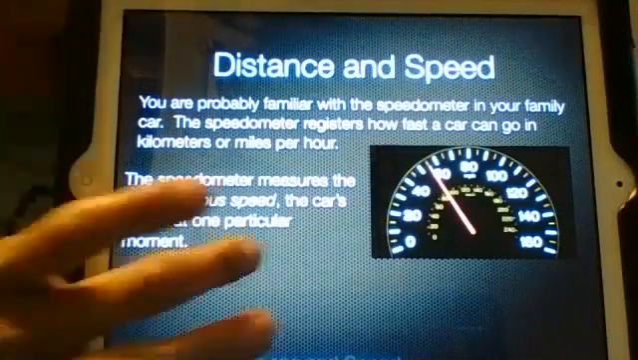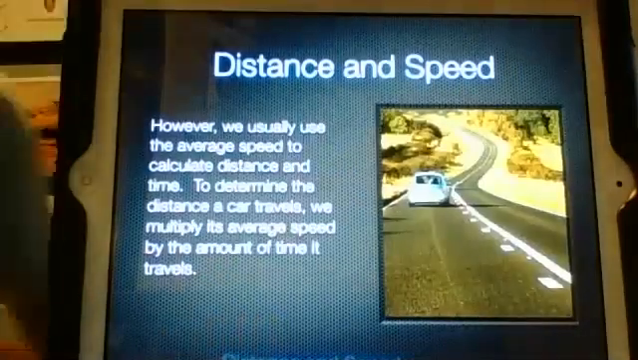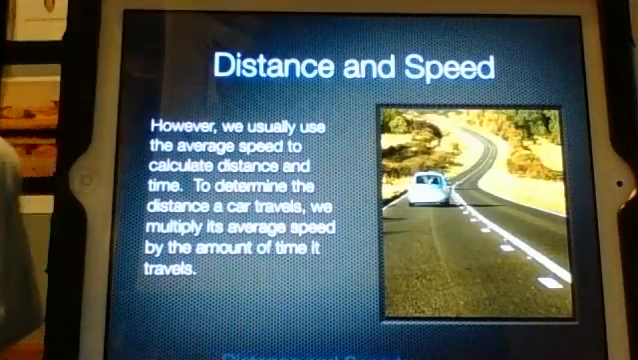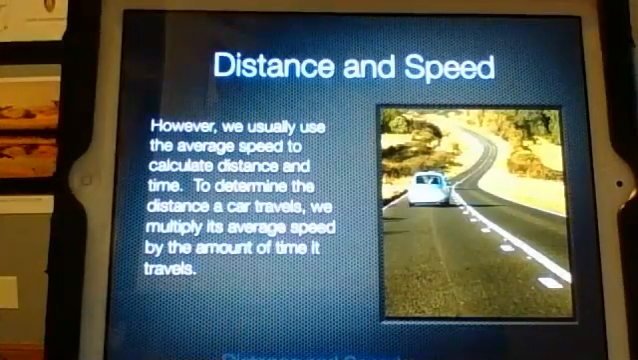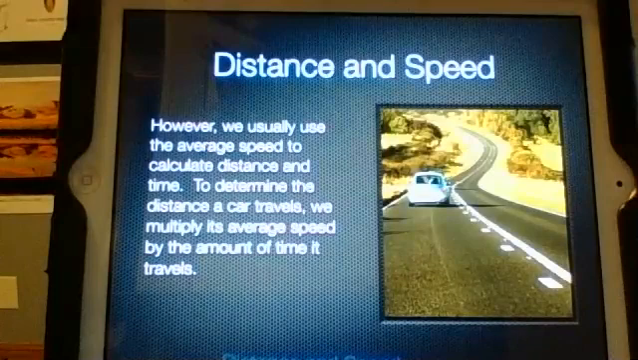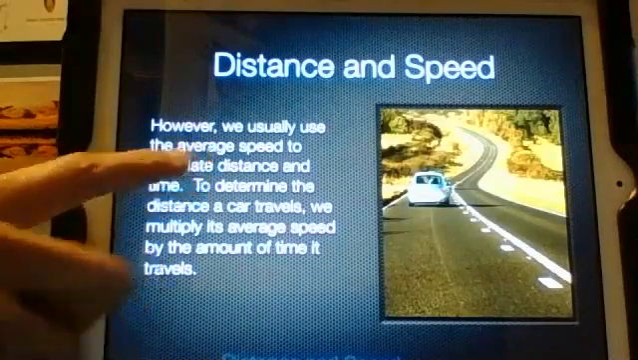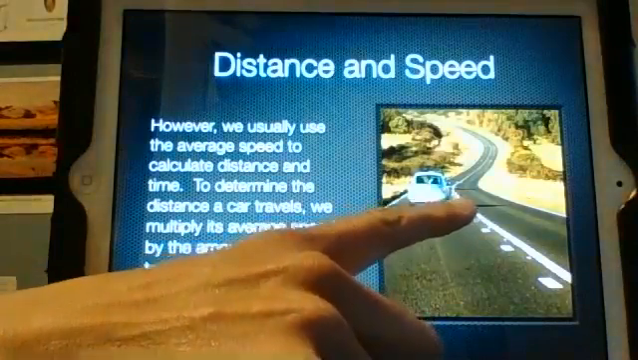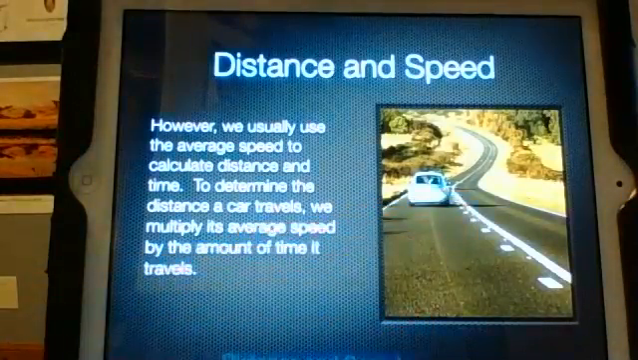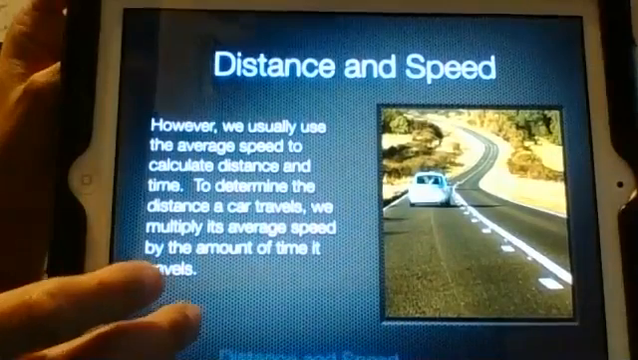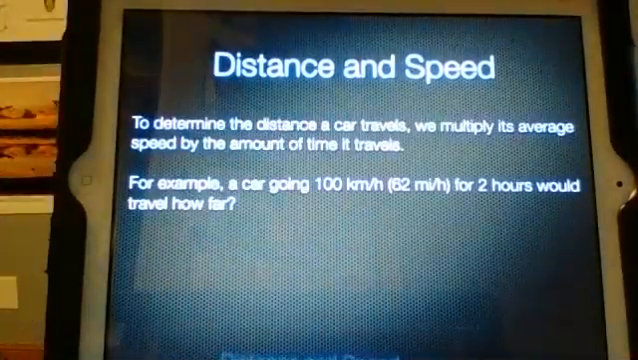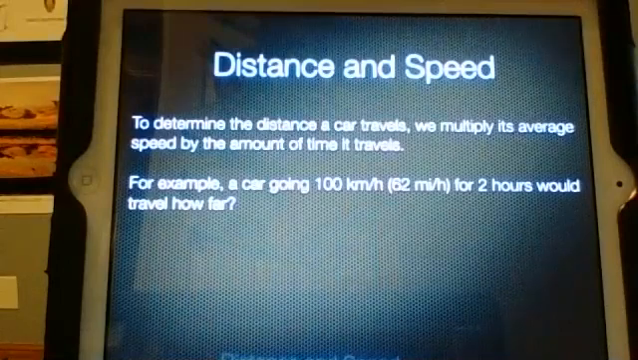So here's the difference to think of. When I'm looking at a speedometer, I'm looking at how fast I'm going at that exact moment. But we usually use the average speed to calculate distance and time. So if we determine the distance that a car has traveled, we multiply its average speed by the amount of time that it travels.